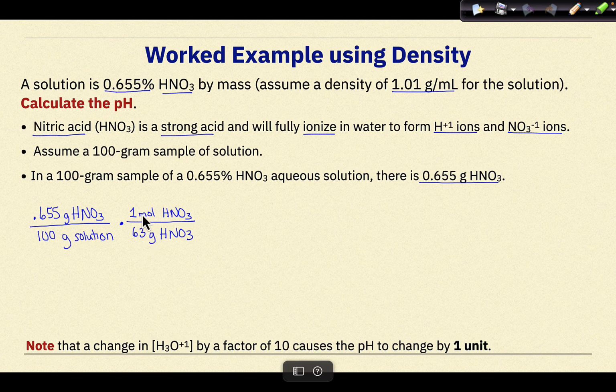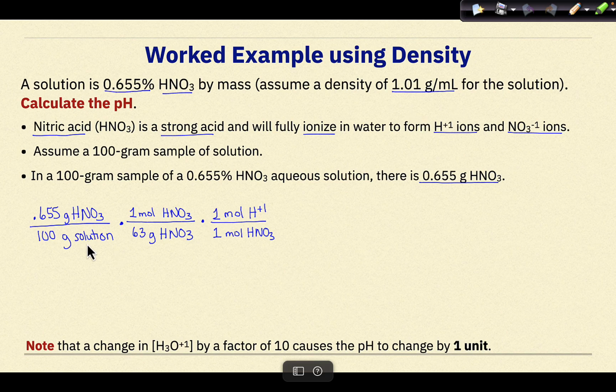Now that I'm in moles of HNO3 and I know this is going to fully ionize, my next step is to find moles of hydrogen ions. So for every 1 mole of HNO3, because this is a strong acid and it's going to fully ionize, I'm going to have 1 mole of hydrogen ions. So I have the top part of my molarity formula because molarity is equal to moles over liters. This is where the 100 grams of solution comes in and our density of solution.